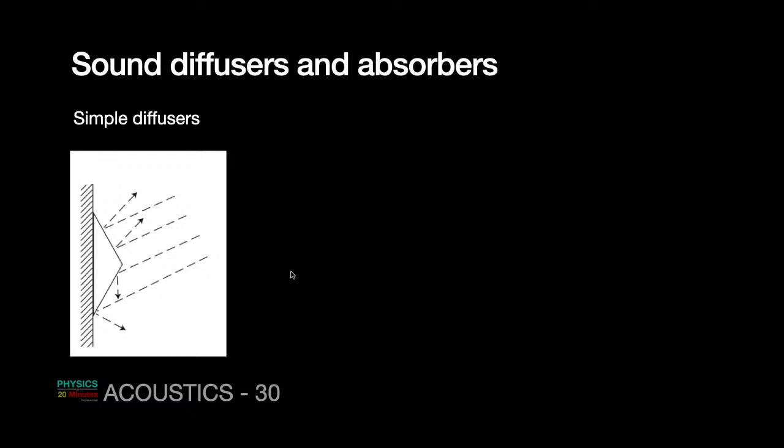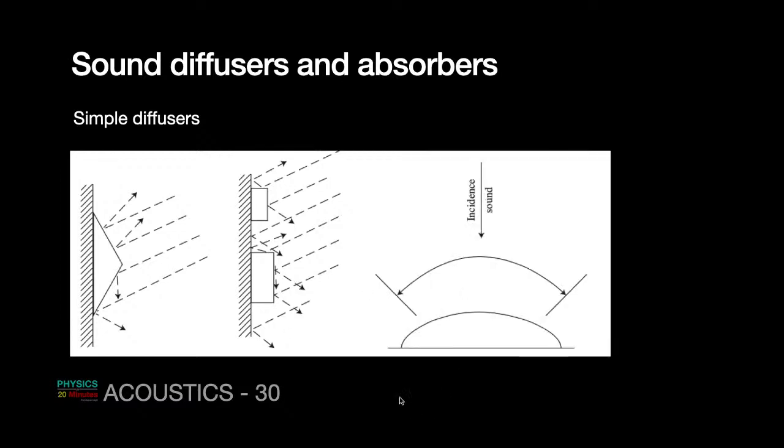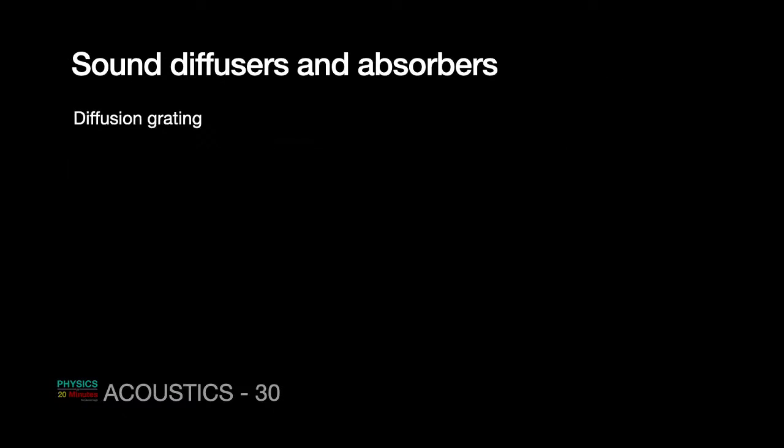These are some simple diffusers in the diagram. This is a triangular one, so sound comes at a high intensity, but you can see on this side the sound is reflected away this way, and on this side the sound is reflected in a different way. This is one way to diffuse it. Another way to diffuse is by putting uneven surfaces. So it diffuses less here and more here. And the third way is to put a spherical surface, so sound coming flat is reflected in different directions.